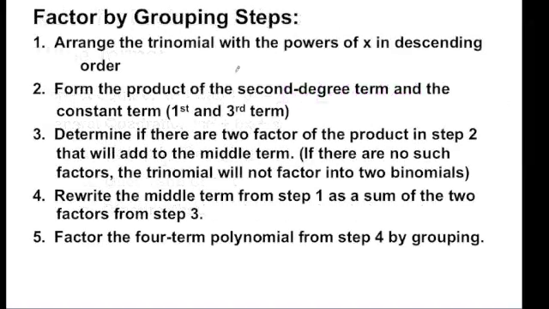Factoring by grouping. Step 1, you arrange the trinomial with the powers of x in descending order. Step 2, you form the product of the second degree term and the constant term, the first and third terms. Step 3, you determine if there are two factors of that product that will add to the middle term with the correct sign. If there are no such factors, the trinomial cannot be factored into two binomials. Step 4, you rewrite the middle term in step 1 as a sum of the two factors from step 3. Step 5, factor the four-term polynomial from step 4 by grouping.